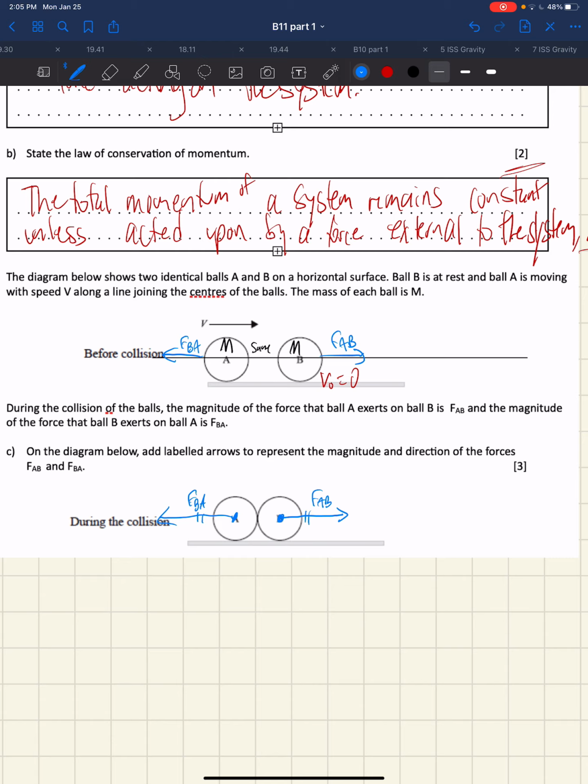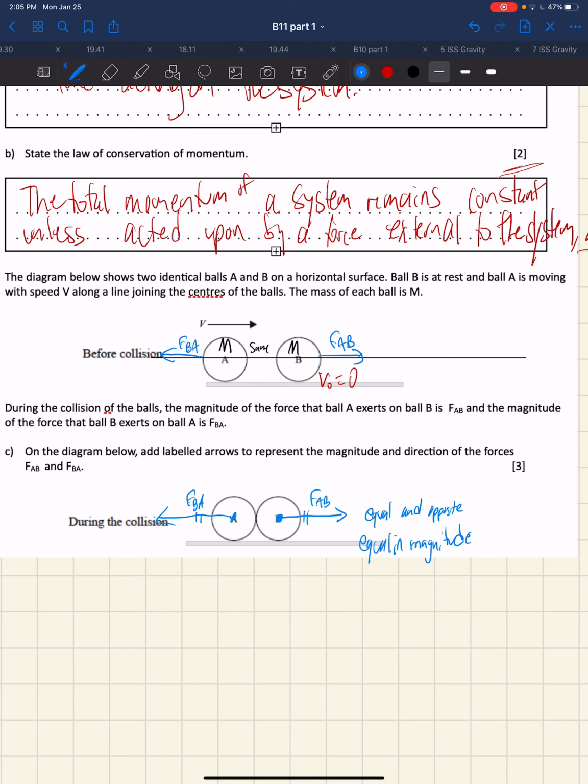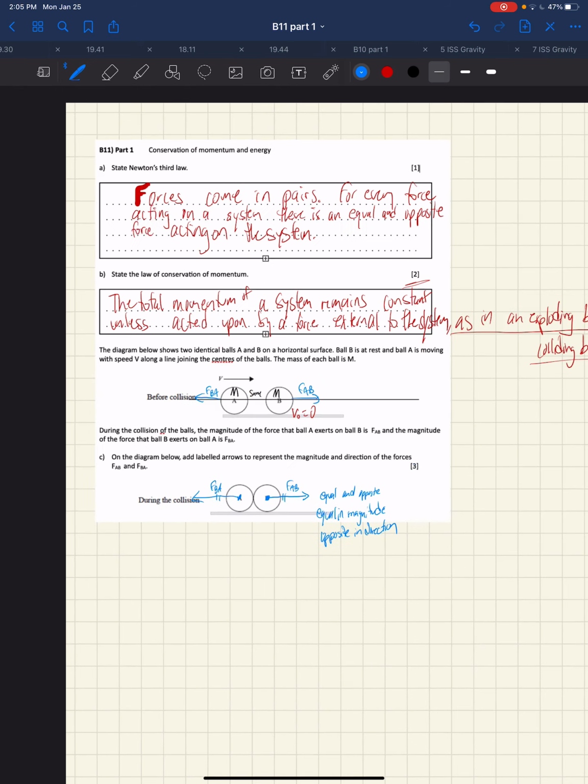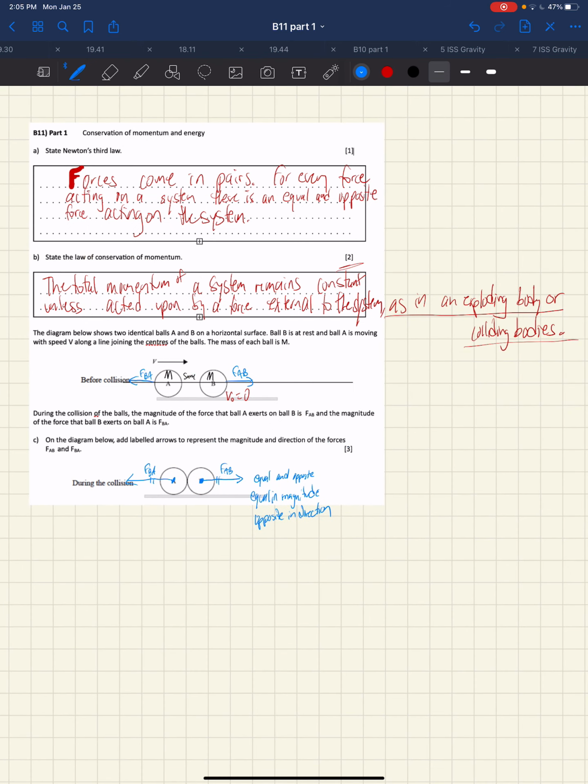And we could draw those equal lines, and we can say equal and opposite. To be more precise, we could say equal in magnitude and opposite in direction. So those are our forces acting on those balls. A exerts a force on B and B exerts a force on A. No matter what happens afterward, that's an action-reaction pair.